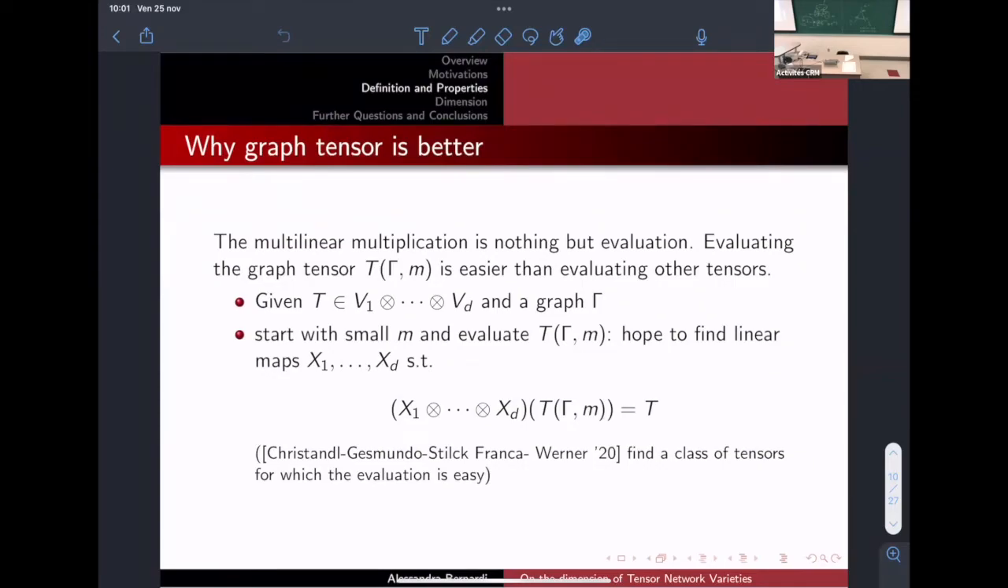So this is a part for being easy, what I wrote in the second dot. But if you have the question that Albert posed yesterday, which is the smallest bond dimension such that a certain state belongs to your tensor network variety, then you may start with some small n and start evaluating your graph tensor and hope to find, and that's the difficult part, linear maps such that your tensor gets the evaluation of the graph tensor. They found classes where finding these evaluations is easy, but in general, this is a difficult problem, finding these edges.